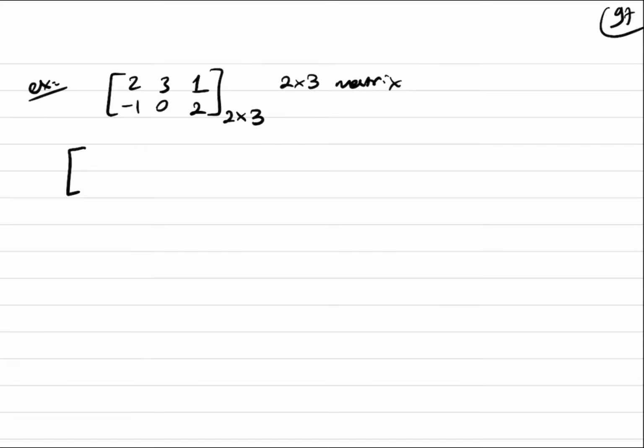Let me give an example, like 2, 3, 1, minus 1, 0, 2. So this is a 2 by 3 matrix. And let's give a square matrix: 3, 0, 1, 1, 1, 1, minus 1, 0, minus 2. So this is a 3 by 3, with 3 rows and 3 columns, a 3 by 3 square matrix.